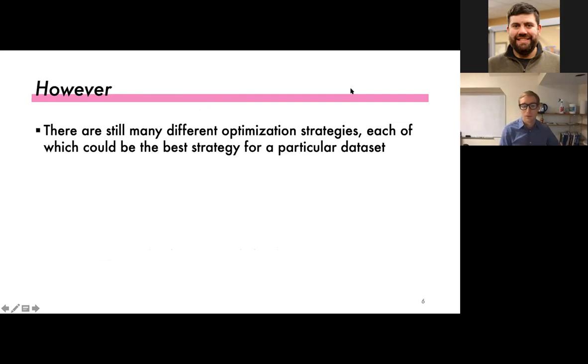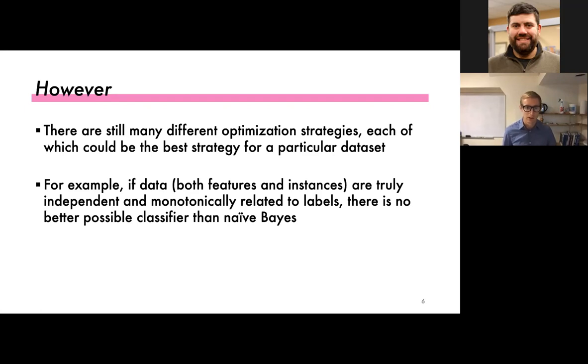But there are still many different possible optimization strategies you could pick from, many, many, many different kinds of machine learning algorithms and variations of those algorithms, each of which could be the best strategy for your particular data set. So you still have this problem of which one is going to be good for your specific data set. So for example, if the data in both your features and your instances are actually truly independent of each other, statistically independent, and monotonically related to your labels, then there's no better possible classifier than a naive Bayes classifier, assuming you have the right distribution to match that monotonic relationship. So a very simple model can actually be, you can prove that it is the best possible model given the right assumptions about your data set.